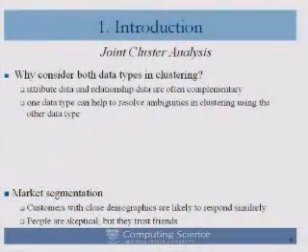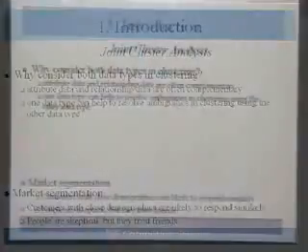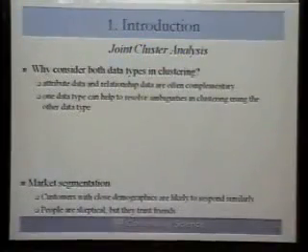Now, why should we consider both attribute data and relationship data in clustering? Obviously, if attribute data and relationship data are more or less redundant, and in the extreme case can even be derived from each other, then there would be no point in using both data simultaneously.